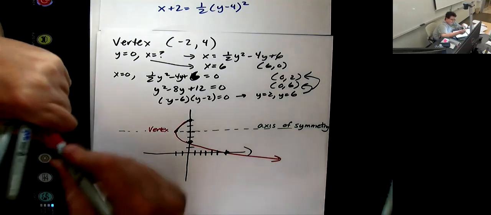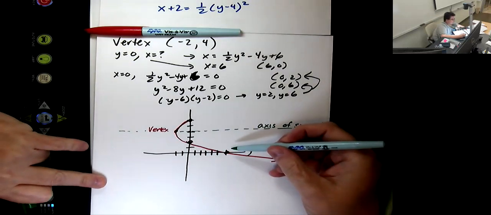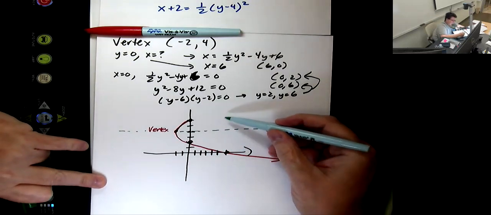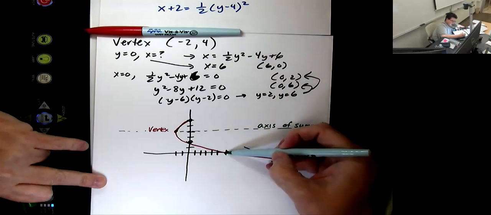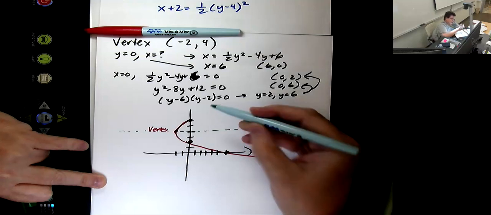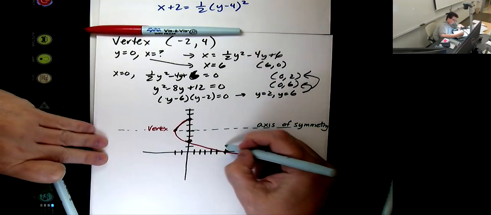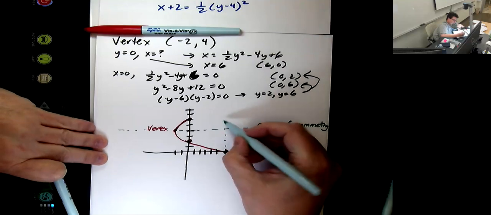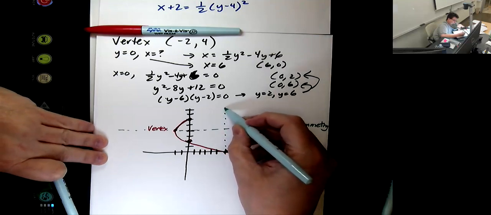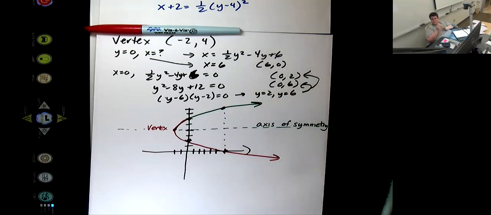If I want to fill in the rest, I can actually use symmetry, this reflection thing, to figure out a point up here fairly easy. Here, I am right 6 and I am down 4 from this line. So if I go up 4 from the line, this is down 4. I'm going to go up 4 and fill in the other point. How's that for some magic?